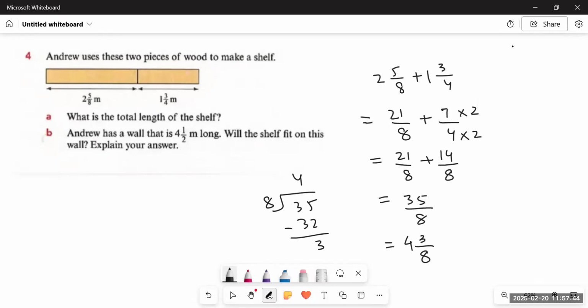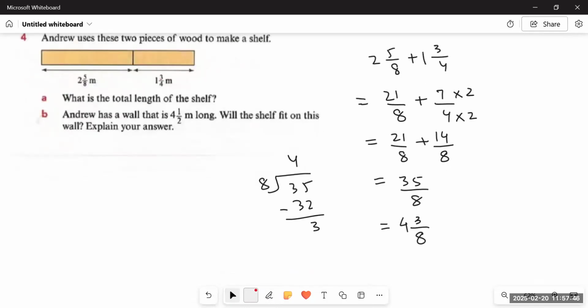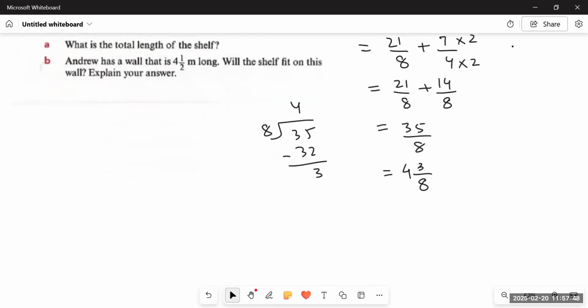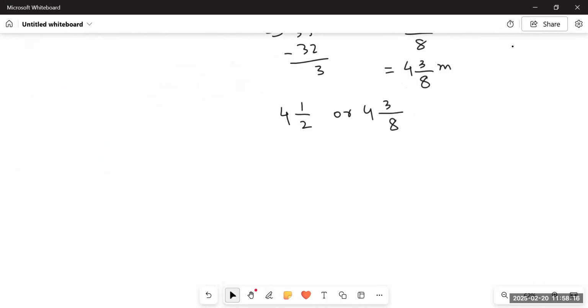Now, how do we know, since the wall is 4 whole 1 upon 2 meters long and the shelf has the total length of 4 whole 3 upon 8 meters, it means we have to compare which one is greater, 4 whole 1 upon 2 or 4 whole 3 upon 8. After comparing the two, we'll come to know that which one is greater. If the wall is greater than the shelf, then easily the shelf will fit into the wall. Otherwise, it can't. Okay. So how are we going to compare?